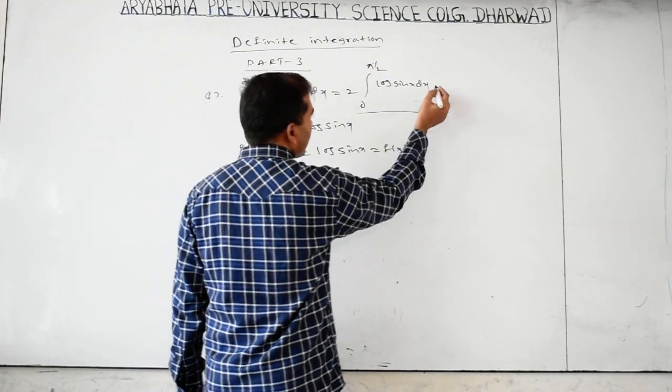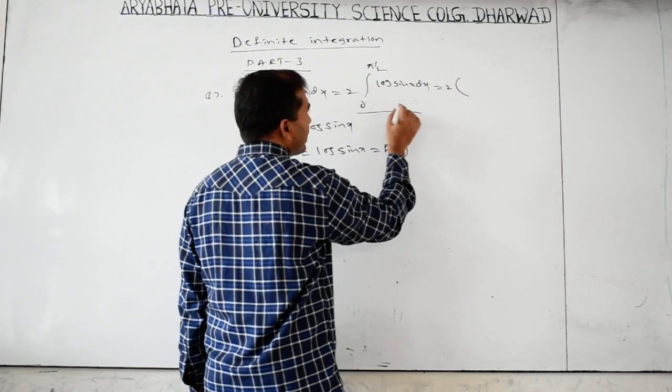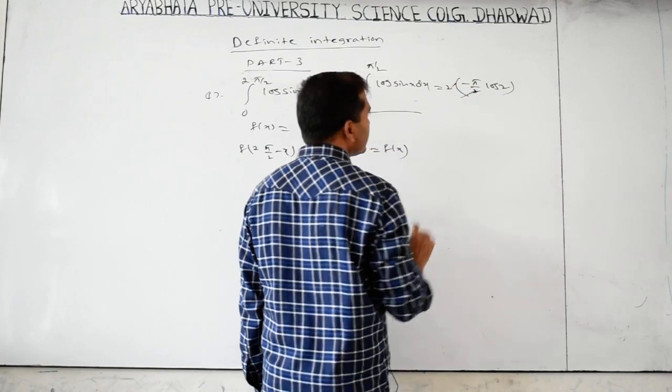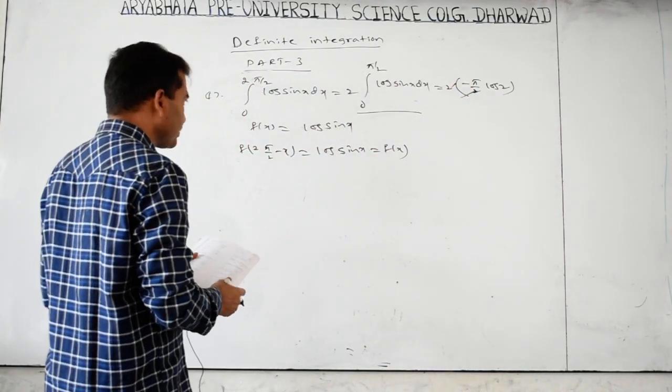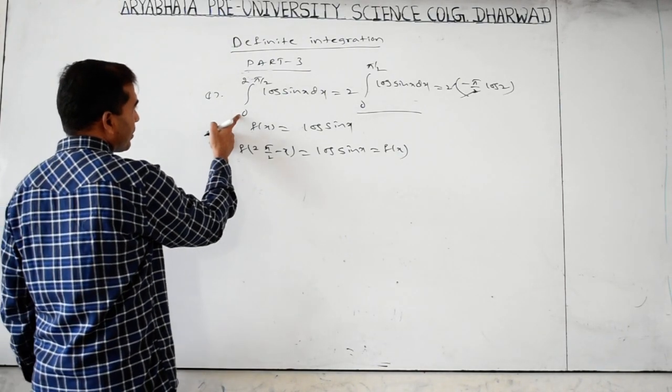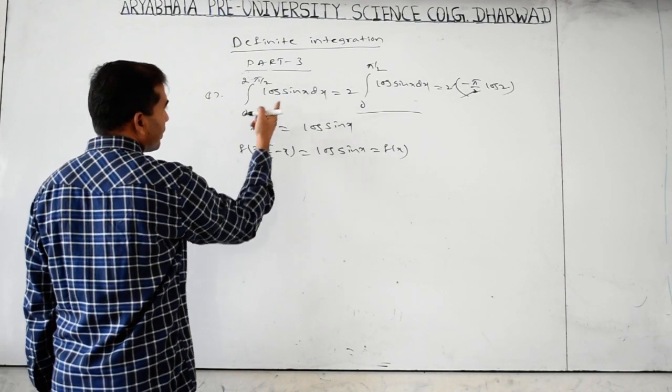Tell me, this is the standard formula. 2 into the integral from 0 to pi by 2 of log of sin x dx equal to minus pi by 2 log 2. This is the answer, minus pi log 2. Okay. This is the first one in the form of the 0 to 2a f of x dx property.